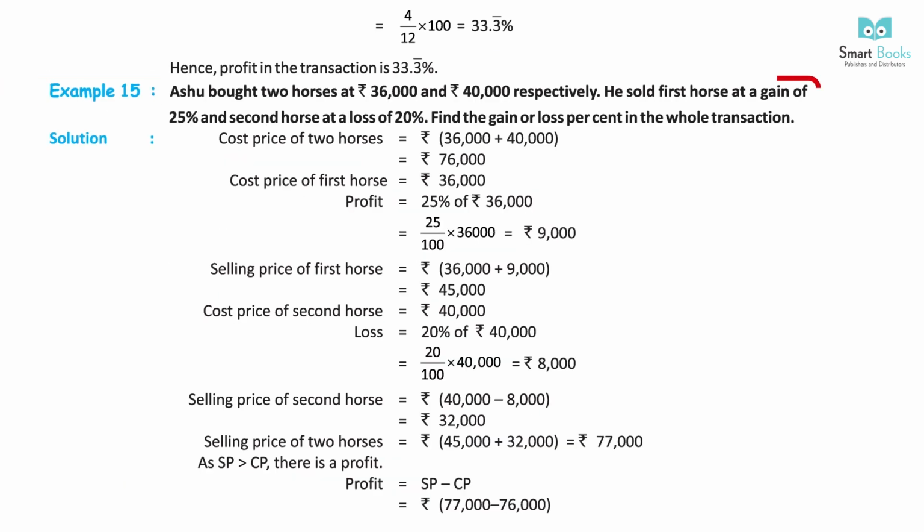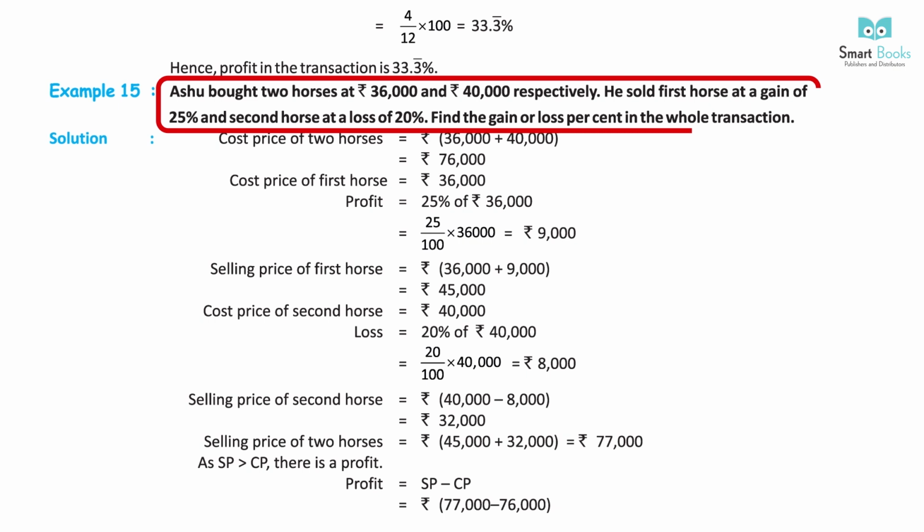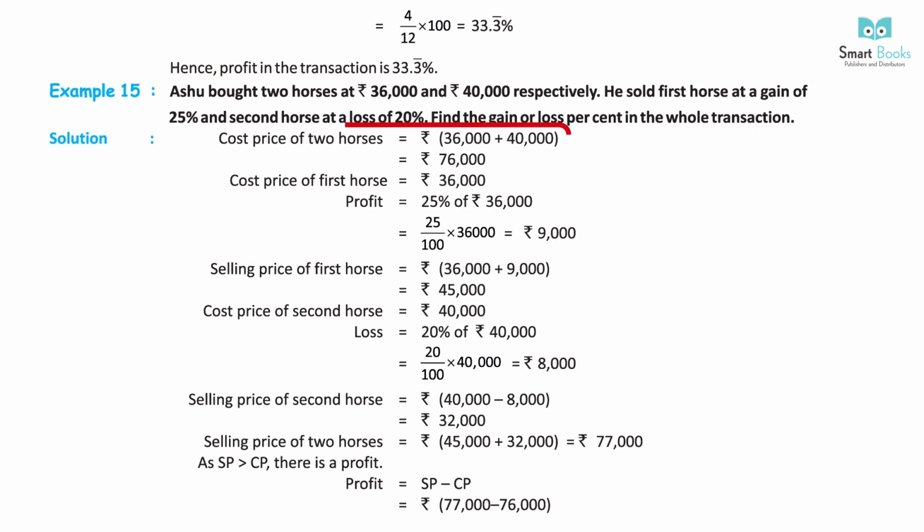Example 15. Ashu bought 2 horses at rupees 36,000 and 40,000 respectively. He sold first horse at a gain of 25% and second horse at a loss of 20%. Find the gain or loss percent in the whole transaction. Solution. Cost price of 2 horses is equal to rupees 36,000 plus 40,000, is equal to rupees 76,000. Cost price of first horse is equal to rupees 36,000.